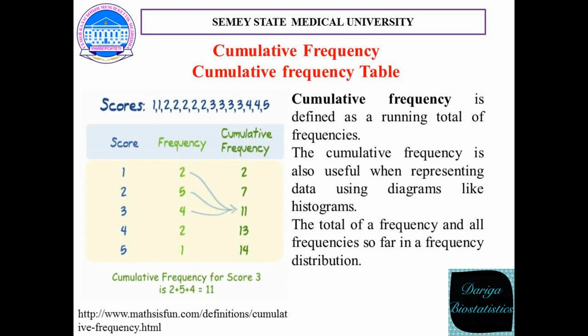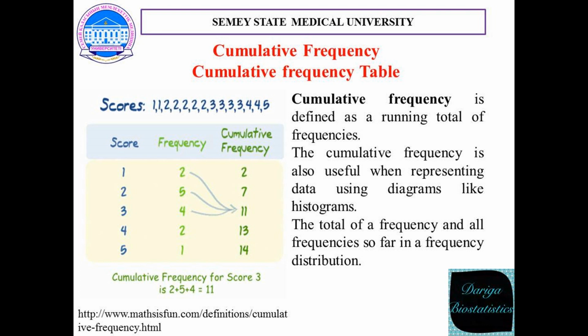Cumulative frequency is defined as the running total of frequencies. The frequency of an element in a set refers to how many of that element there are in the set. Cumulative frequency can also be defined as the sum of all previous frequencies up to the current point. The cumulative frequency is important when analyzing data, as the value of the cumulative frequency indicates the number of elements in the dataset that lie below the current value.